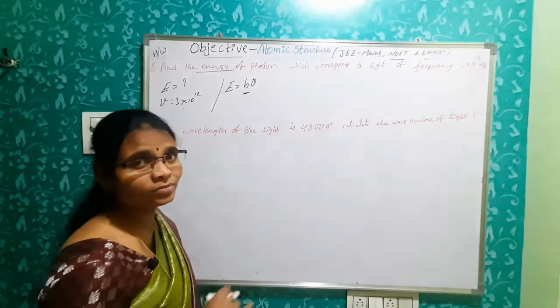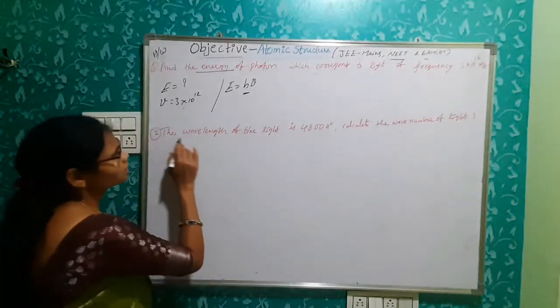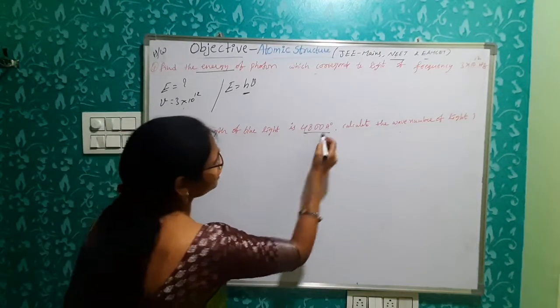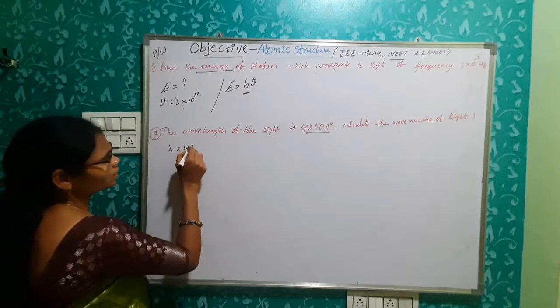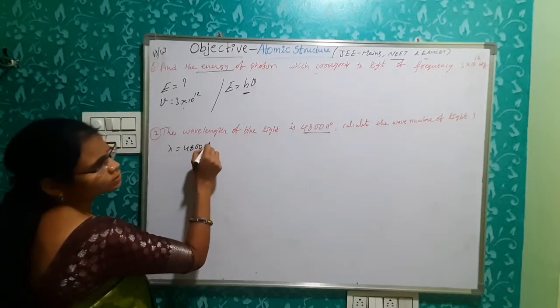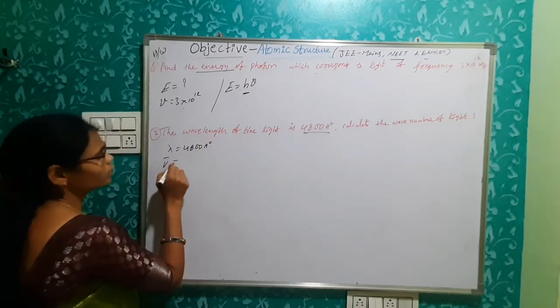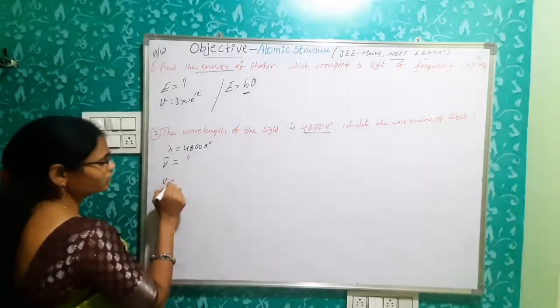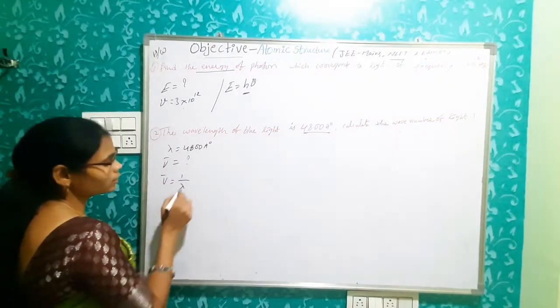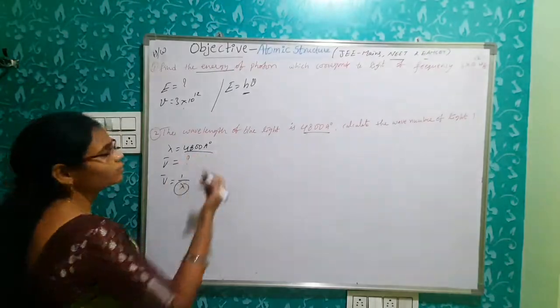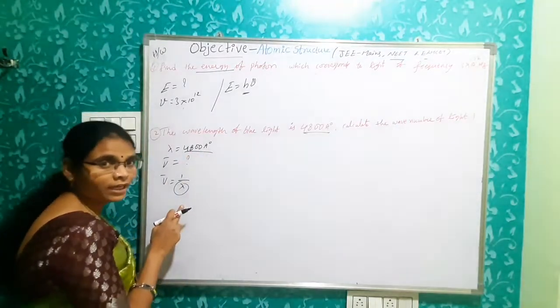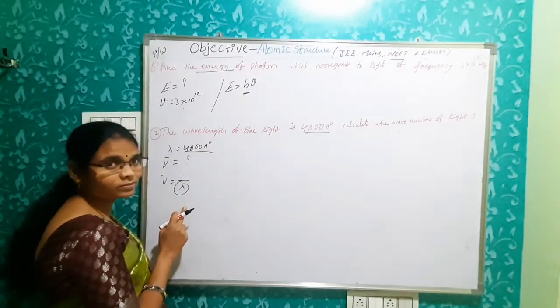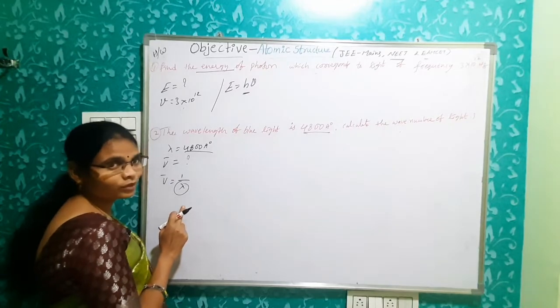Okay, clear. Next, the wavelength of blue light, lambda, is given as 4800 angstroms. Calculate the wave number. So what is the relation? Wave number is equal to 1 by lambda only. So lambda is given. You have to calculate and write the answer in the chat box. Okay, have to do it.